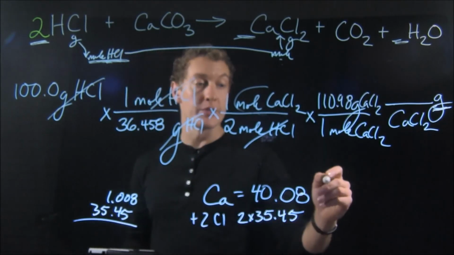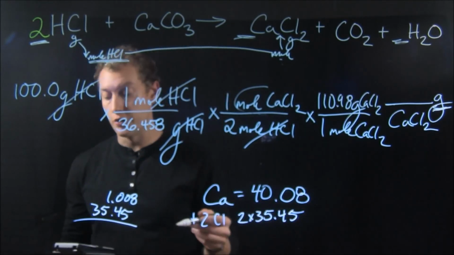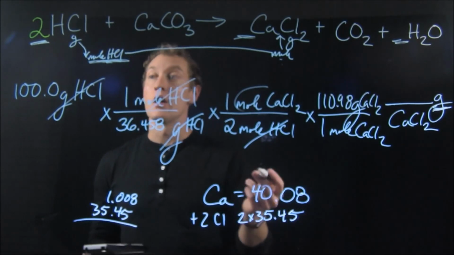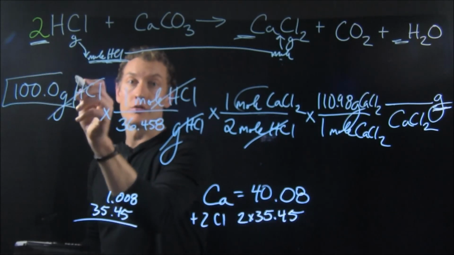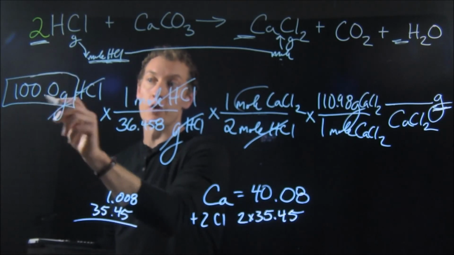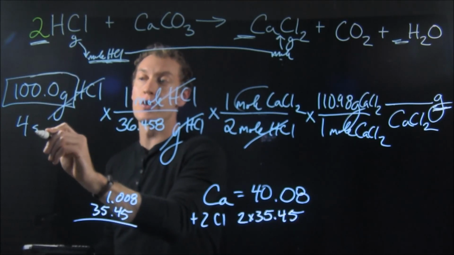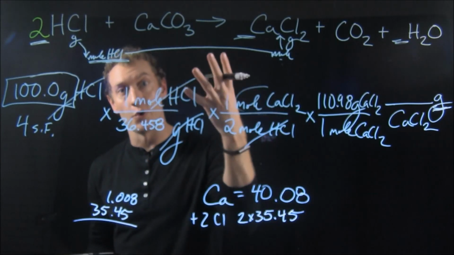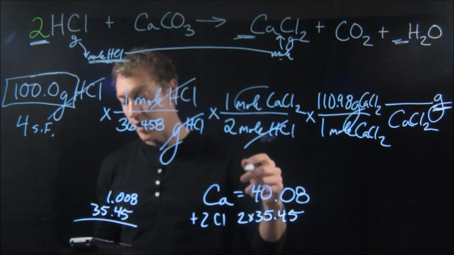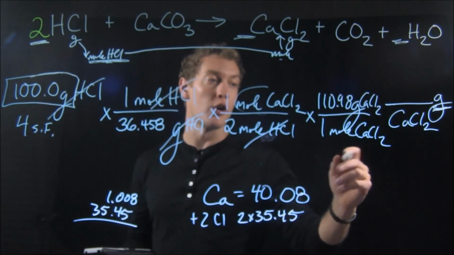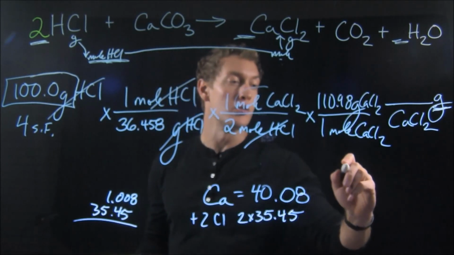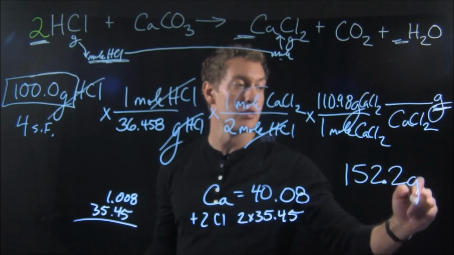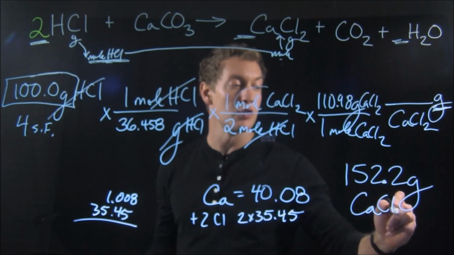My calculator comes out with an answer of 152.2025344. Looking back to our original information, they gave us 100.0, that is 4 significant figures, so I'm going to round my answer to also 4 significant figures. 152.2 grams of calcium chloride.